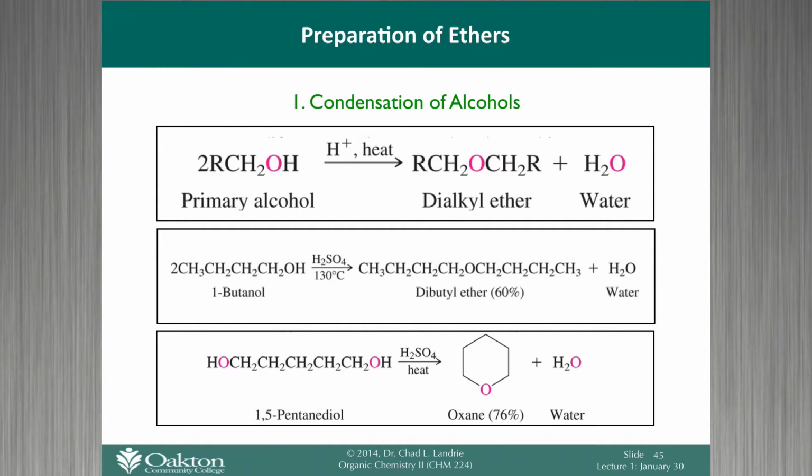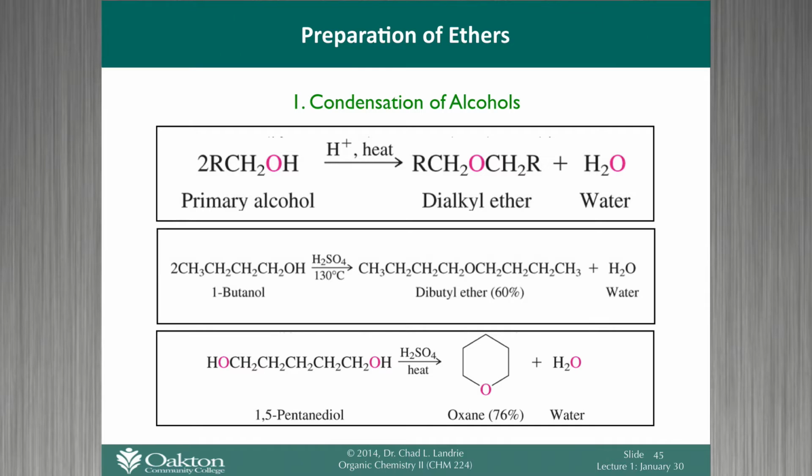You can see here that if I take two molecules of a primary alcohol and add an acid catalyst, I get a dialkyl ether, and water as my byproduct. In the dialkyl ether, the two alkyl groups on each side came from the alkyl group in the alcohol. So it's a condensation reaction of two alcohol molecules.